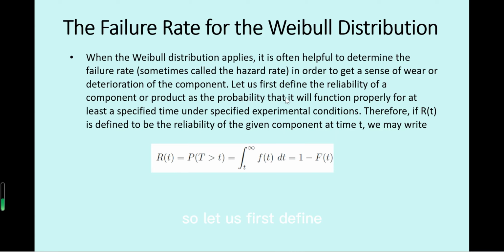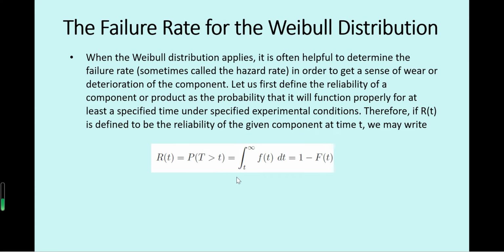So let us first define the reliability of a component or product as the probability that it will function properly for at least a specified time under specified experimental conditions. Therefore, R(t) is designated to be the reliability of the given component at time t. So we may write the reliability of any component as the probability that it lasts longer than t, right?